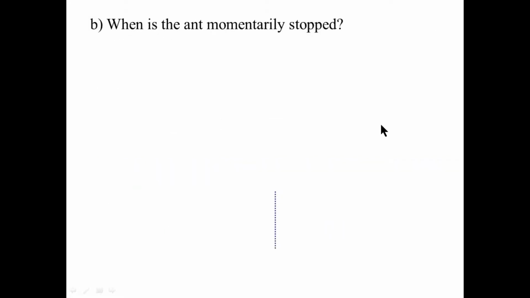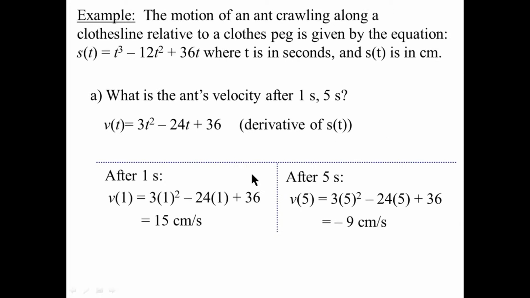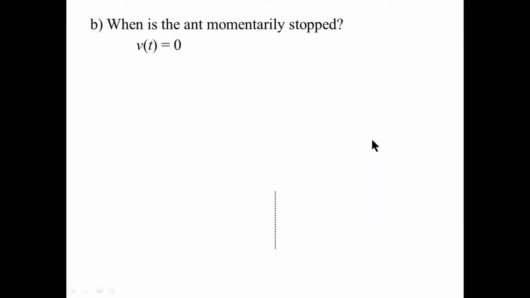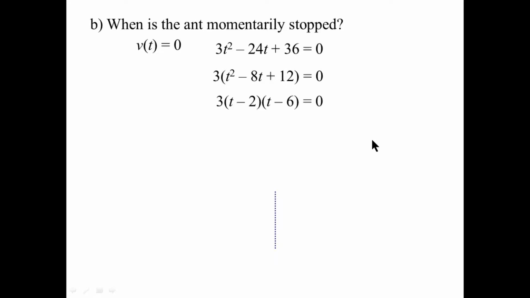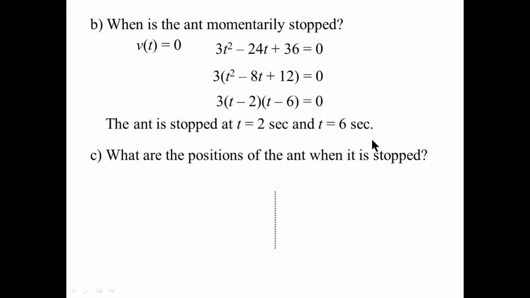When is the ant momentarily stopped? Well, I think we know it's between 1 second and 5 seconds. When? We have to set velocity equal to 0 and find out at what t was v of t 0. So there's our function, factoring. So t equals 2 or t equals 6. The ant is stopped at t equals 2 seconds and t equals 6 seconds.